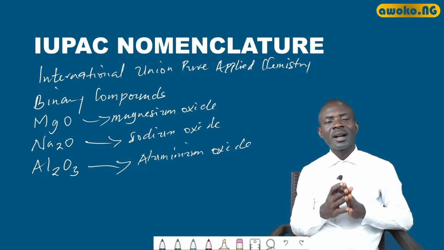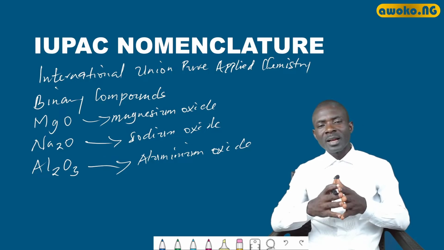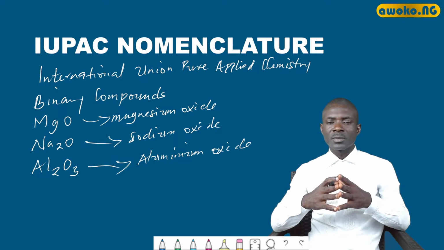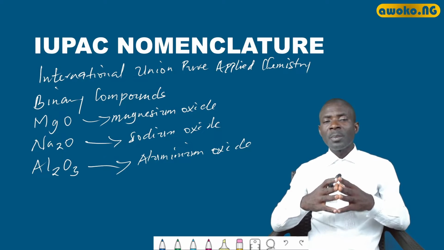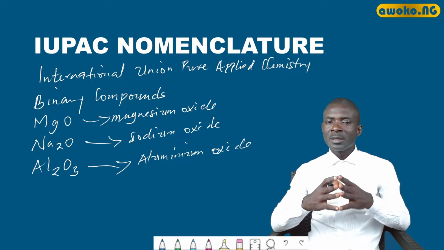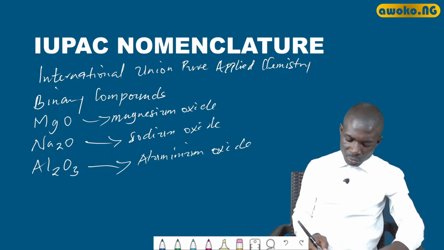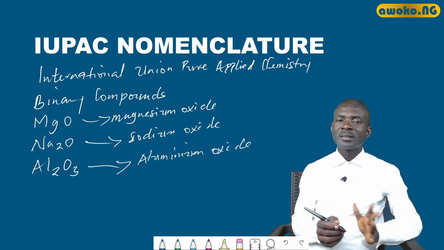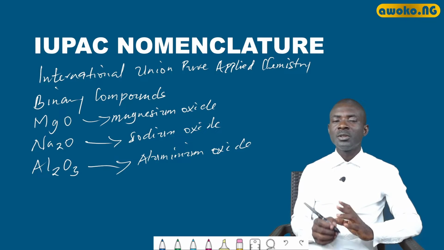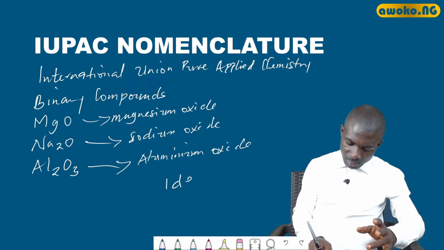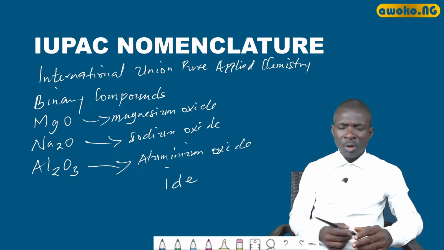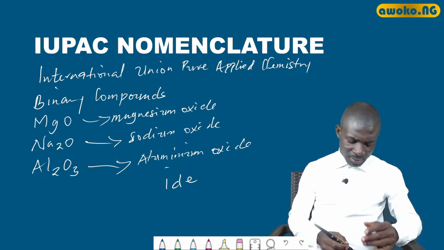Now, these are cases where we have a metal reacting with a non-metal to form a binary compound. When binary compounds are formed between a metal and a non-metal, we normally end the name with the suffix -IDE. So binary compounds made of metals and non-metals end their names with the suffix -IDE. Okay, so now let's look at examples of other compounds whose names end with the suffix -IDE.